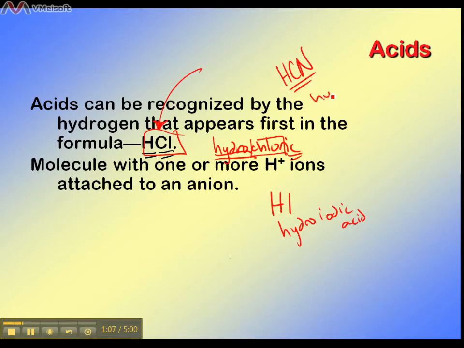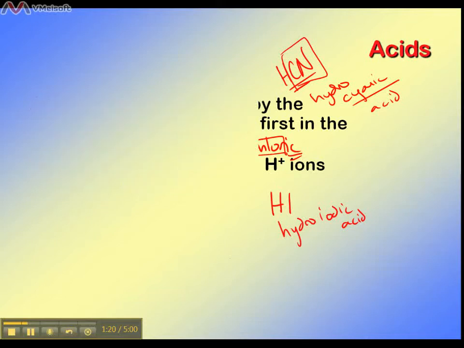Okay, there's one exception. This is hydrocyanic acid, and I'll explain why in a second, even though this is a polyatomic ion, cyanide. Okay, all right, let's go to the polyatomic guys.